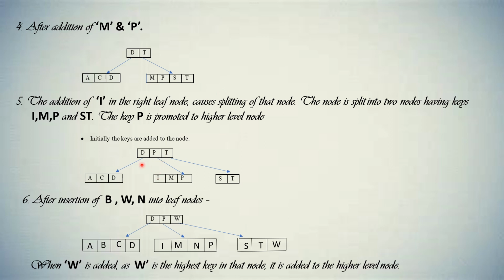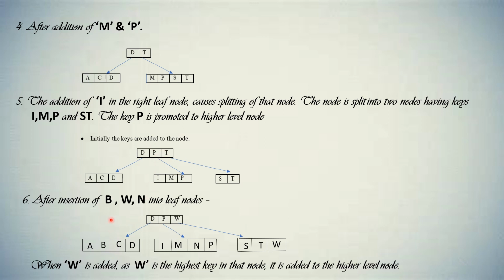M, P, S, T. I is added here because it is less than P and greater than D, thereby it cannot be added in the left node, but it can be added here as it is less than P. Next, the node is split into two nodes having keys I, M, P and S, T. The key P is promoted to the higher level node. Here the P is a new node and it is added to the higher level node.